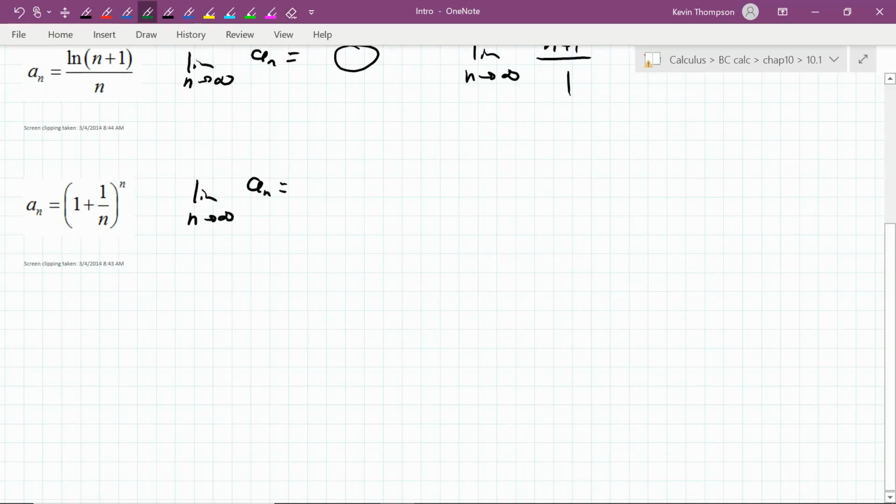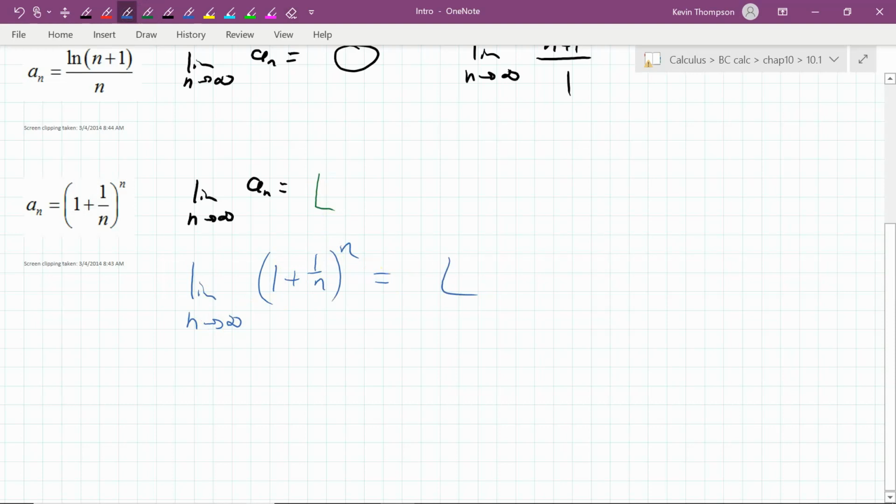Now, let's suppose I don't know what this is. So let's say it equals L right now. Okay? I'm just going to call it L. So let me actually rewrite this a little bit. The limit as n goes to infinity of (1 plus 1 over n) to the n.